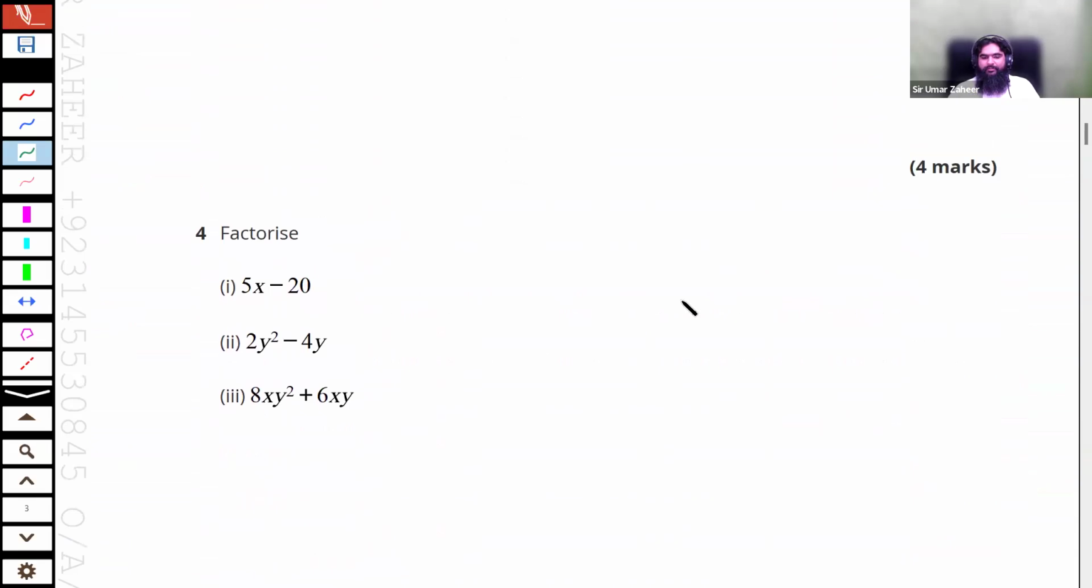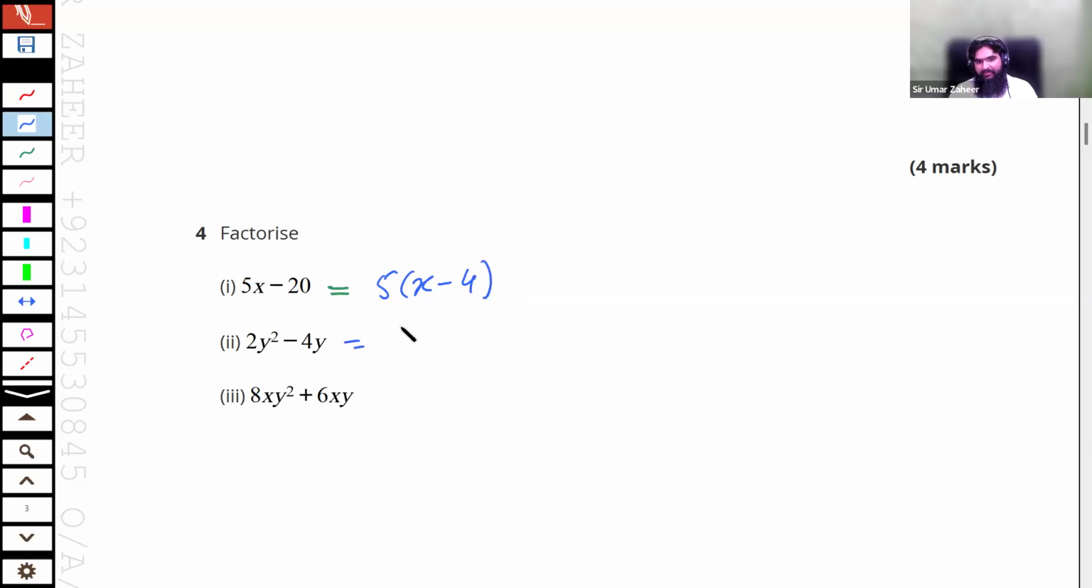Yes, Tuba, are you here? Yes, sir. All right, tell me about the first one. We have two terms, there is a negative sign. So how can we factorize it? We can take 5 common, because we are not able to write 5x as a square form. So we have the option to take a common. So 5 is common. What will you get inside the bracket? We will get 5 bracket x minus 4.